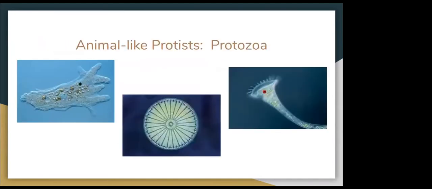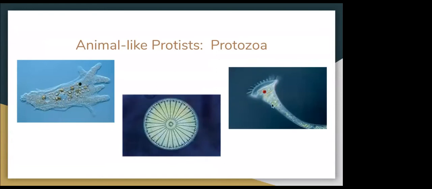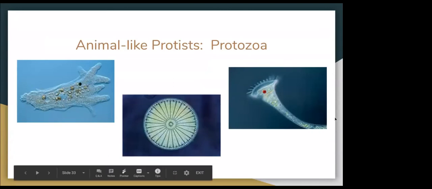Some of the animal-like protists are these one-celled organisms that do have a nucleus, like an amoeba, a diatom, and just another type of protozoa that has cilia. So you could use any of these pictures for protists, but we'll go across some other really cool ones too.